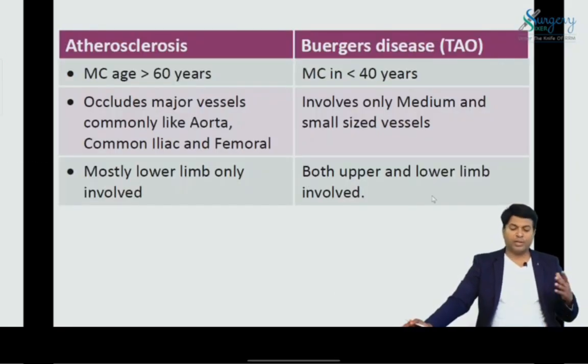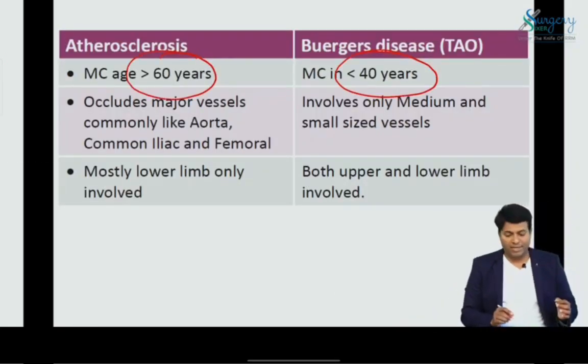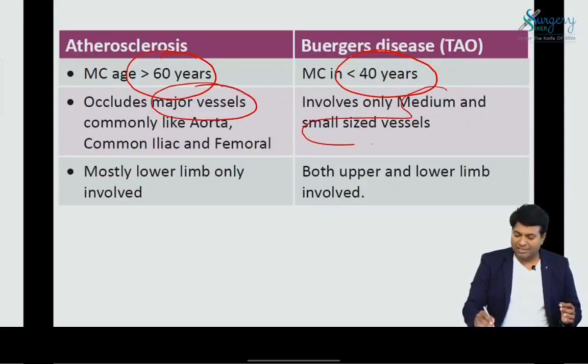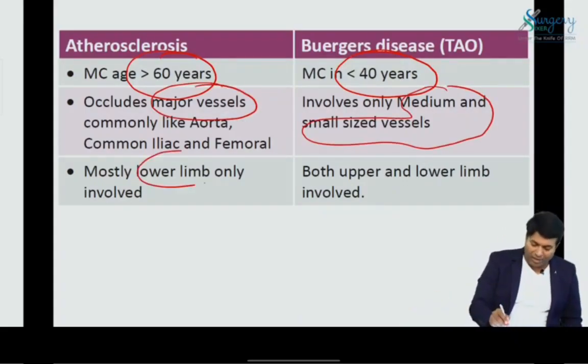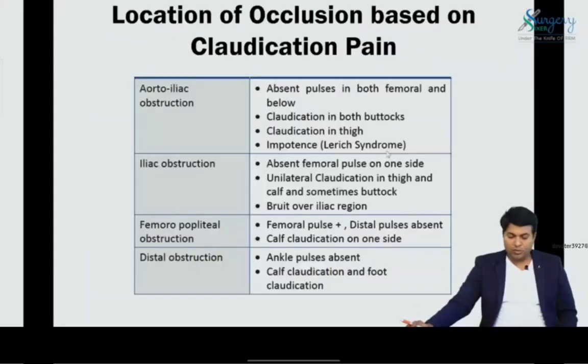I told you the difference: atherosclerosis is common in old age, Buerger's is common around 40 years. Major vessels are involved in atherosclerosis. Medium and small size vessels, like popliteal and infrapopliteal, are involved in Buerger's. Only the lower limb is affected in atherosclerosis. Both upper and lower limbs are affected in Buerger's. So please don't forget the various obstructions and various features.